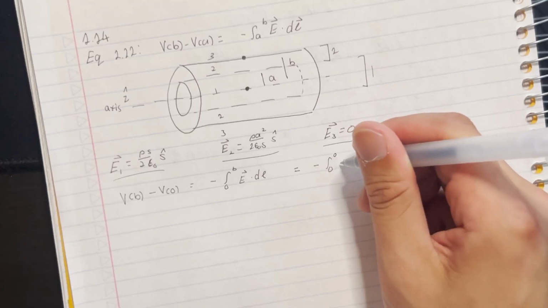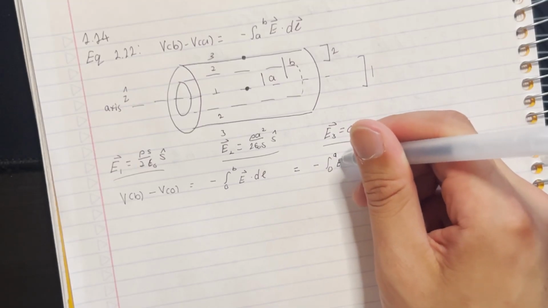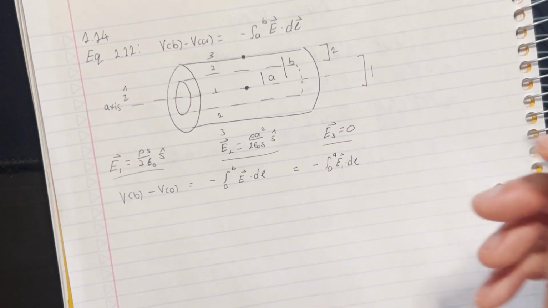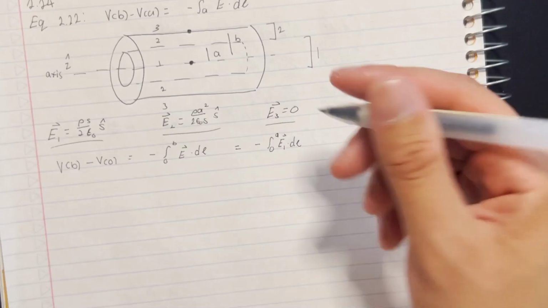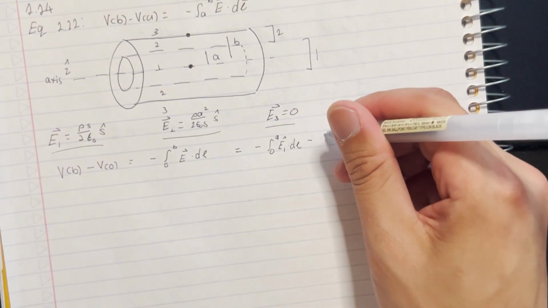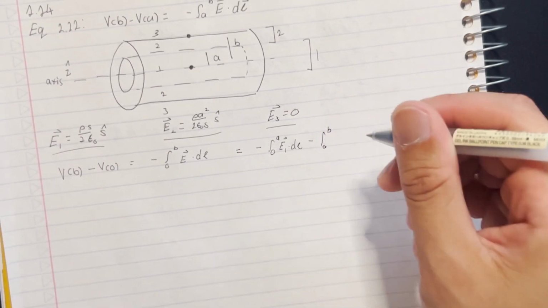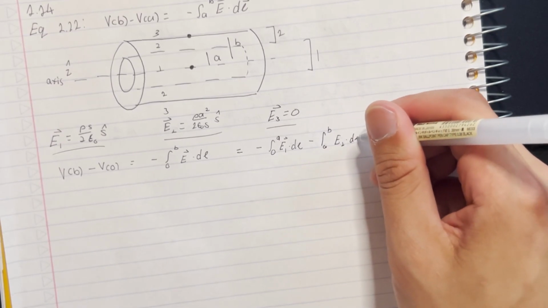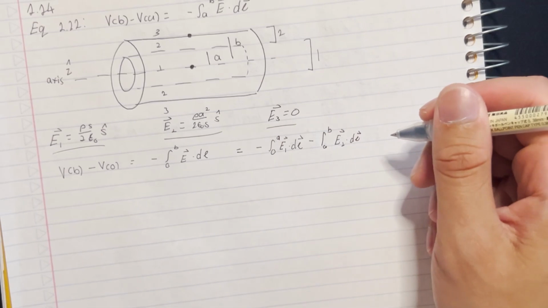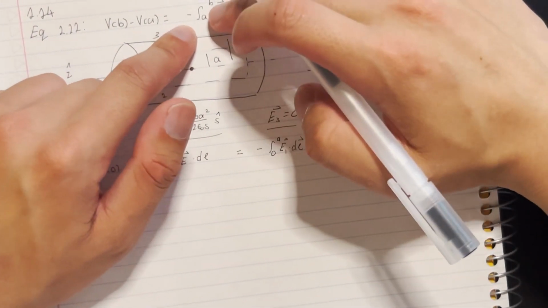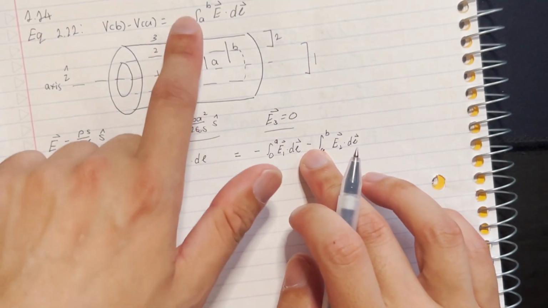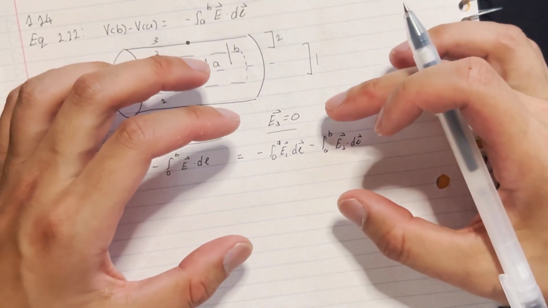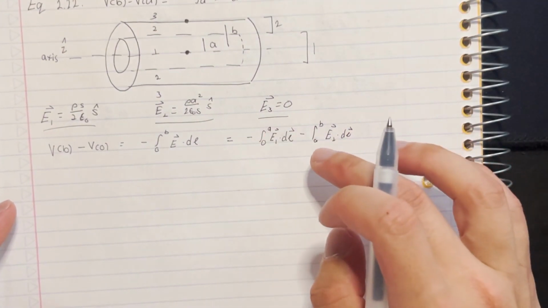So we can set this to go from 0 to A first, with E1 dot dl, plus, well, this actually turns into a minus because the equation has a minus, the integral from A to B of E2 dot dl. As you can see, even though this was 0 to B, we changed it into two different parts, and we kept that negative sign because it's part of the same integral: 0 to A first, and then A to B.